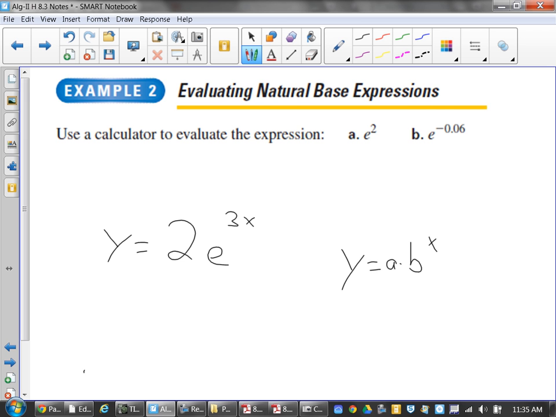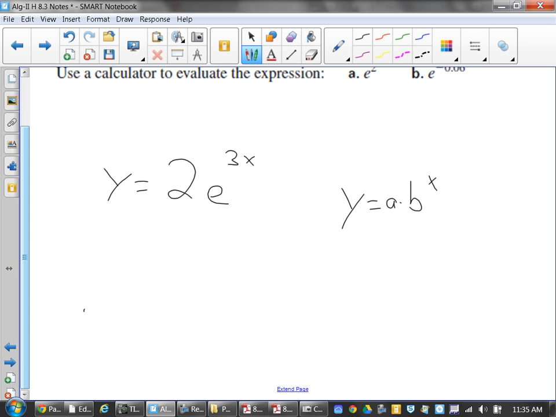Where do you think your y-intercept is going to be for this one? 2. It's at 2. Okay. Your y-intercept would be at 2. Now, would this one match? What'll happen here is, yes, you're going to have a y-intercept at 2. Think about why that is. What if x is 0? What's e to the 2 times 0? 1. That's why your intercept is at 2.